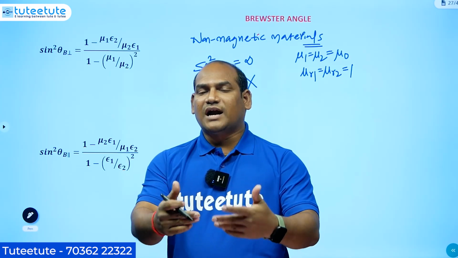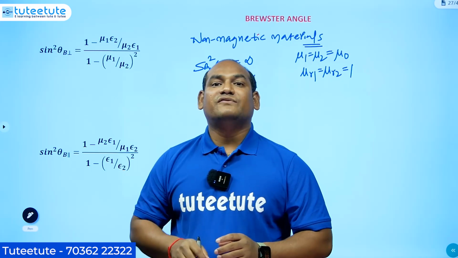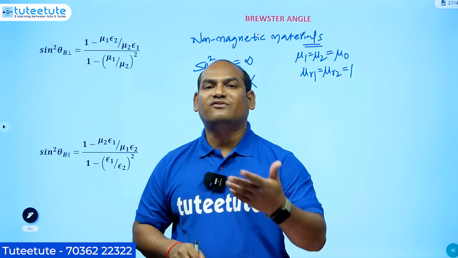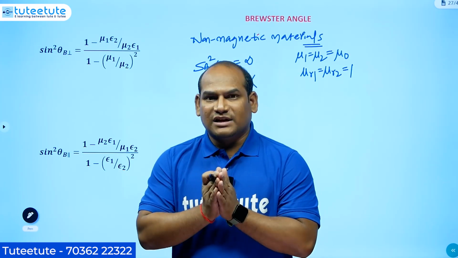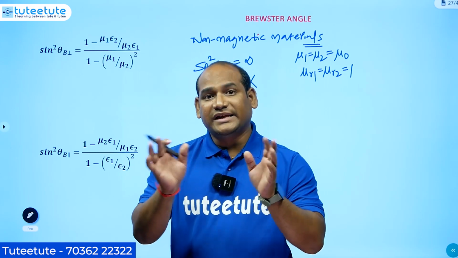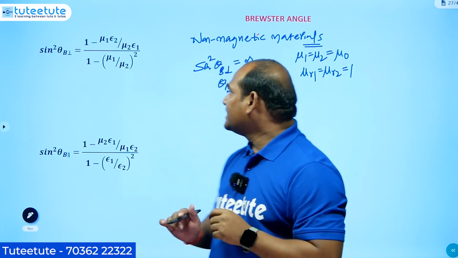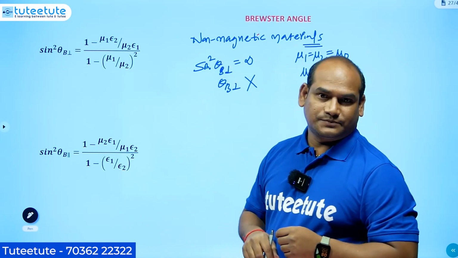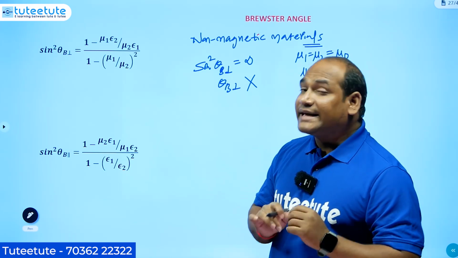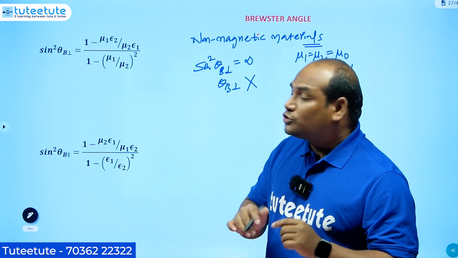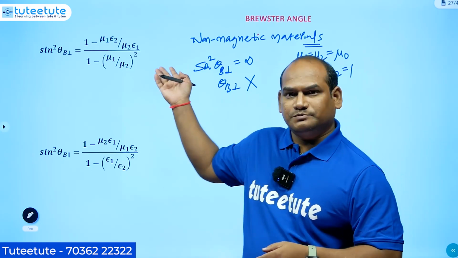Once again I will tell what Brewster angle means. It is an angle of incidence. At that particular angle of incidence, we don't have any reflection. That means completely the wave will be transmitted. This concept is available for certain materials. But in case of perpendicular polarization, especially for the non-magnetic materials, this angle is not existing. We cannot make the total reflection equal to 0 in case of perpendicular polarization, that too for non-magnetic materials. For other materials, it is okay.